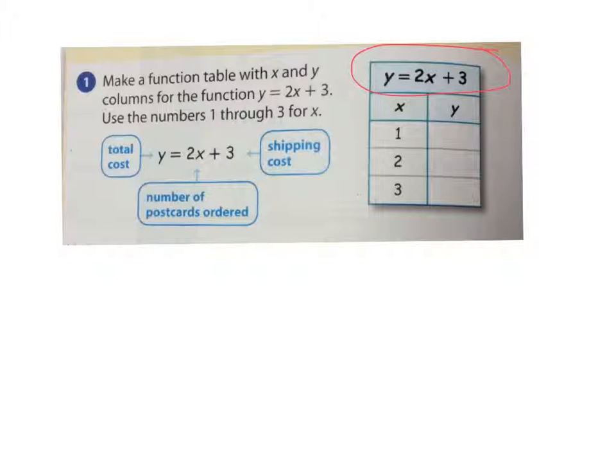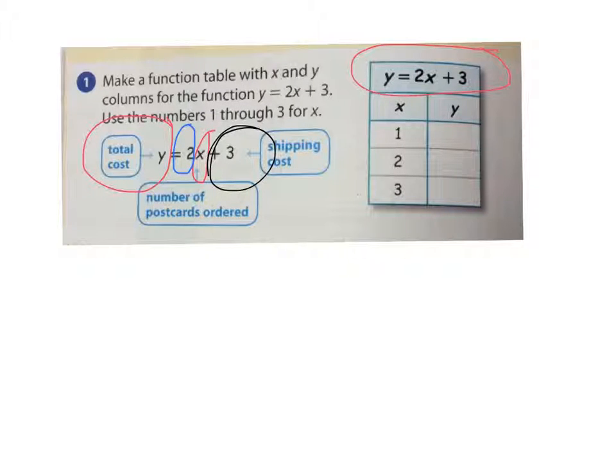Okay, so y represents the total cost. What does x represent in this function? Month? The number of postcards you buy. Yeah, and for each postcard she buys, how much does it cost? $2. And that's why you multiply it by 2. And then what's this plus 3? Because no matter how much she buys, she's going to have to pay that $3, right? Okay, so let's fill in this function table.